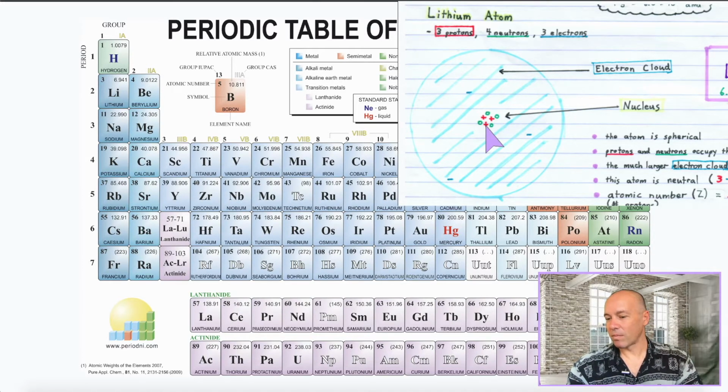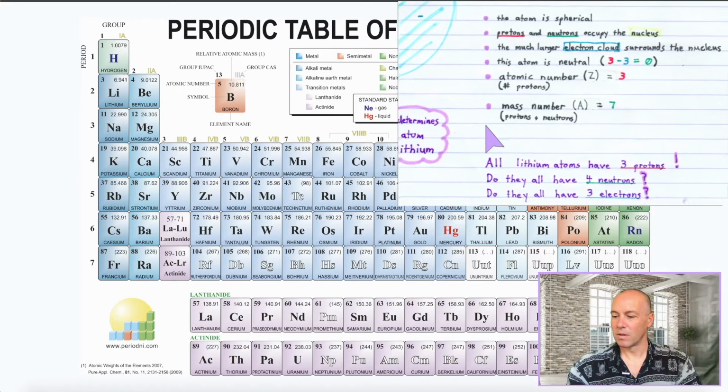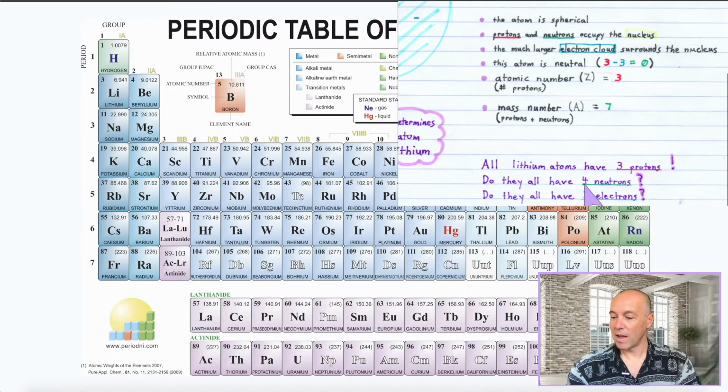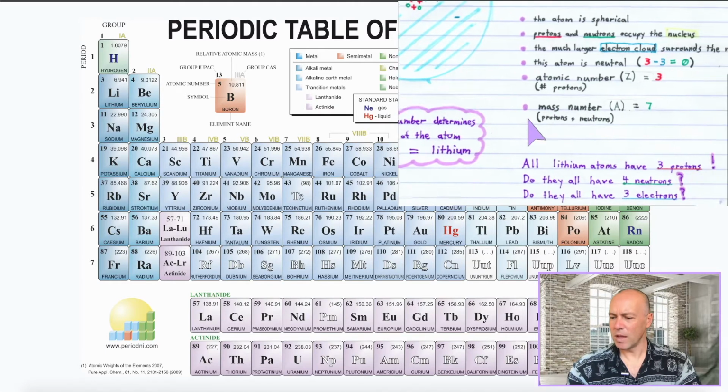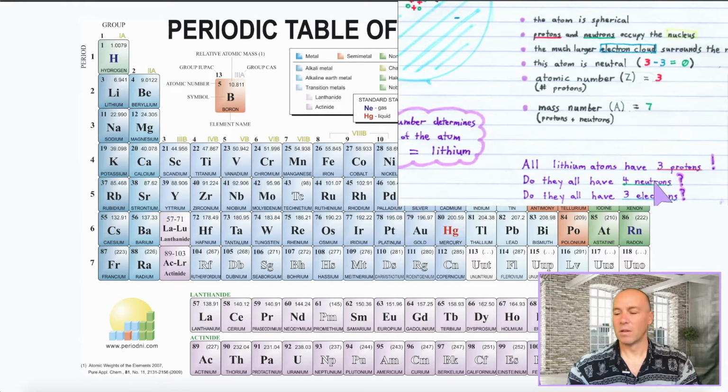Now, we asked the 2 questions. Do they all have 4 neutrons, like is shown in this example over here? So here I see 4 neutrons and 3 electrons. So do they all have 4 neutrons? And do they all have 3 electrons?